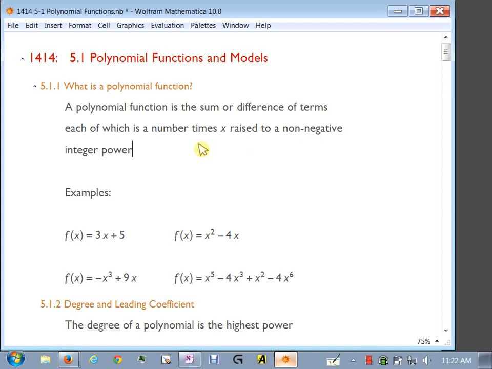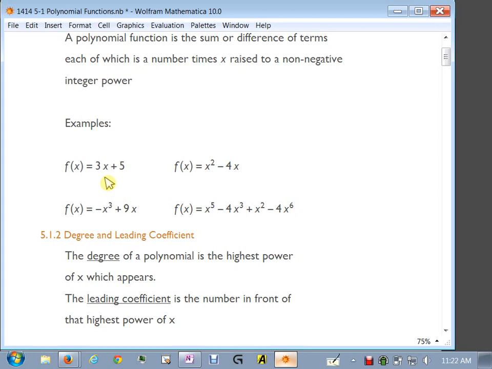integer. Now, I change it to non-negative because if I say positive, that means it could be 1, 2, 3, 4, 5, 6, 7, 8, 9, 10. Those are integers, positive integers. But 0 is an integer also, and you can have a 0 power. You just can't have a negative power. So by changing it to non-negative, I'm saying throw out all the negative integers. 0's okay. So if we have things with numbers and x's raised to non-negative integer powers, then we've got a polynomial. So here are some examples.